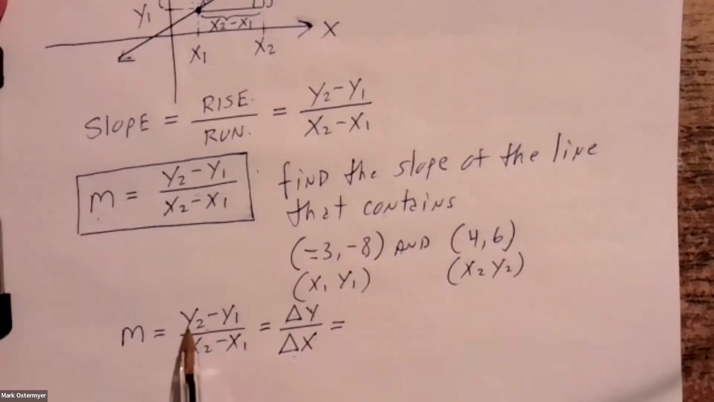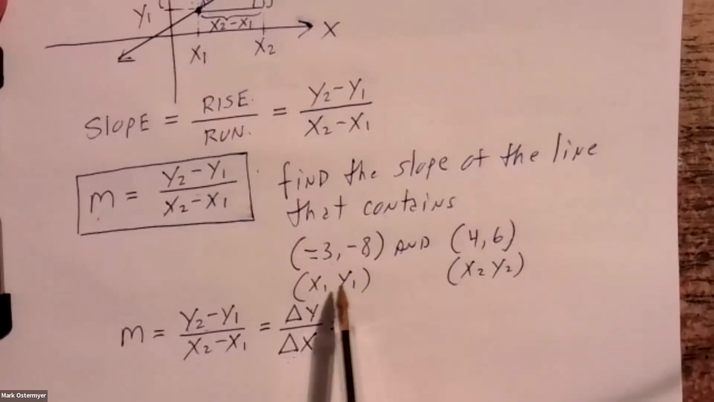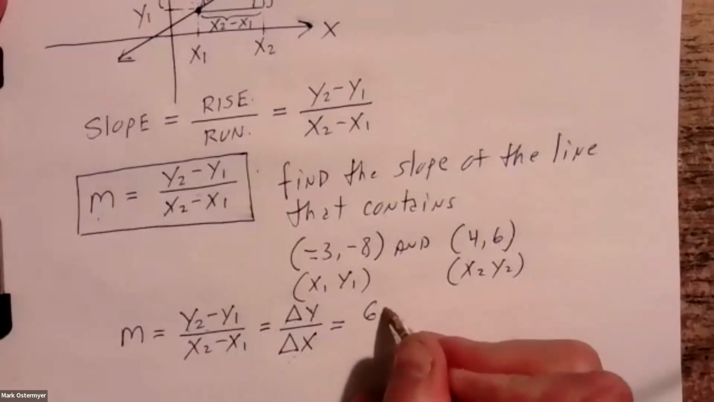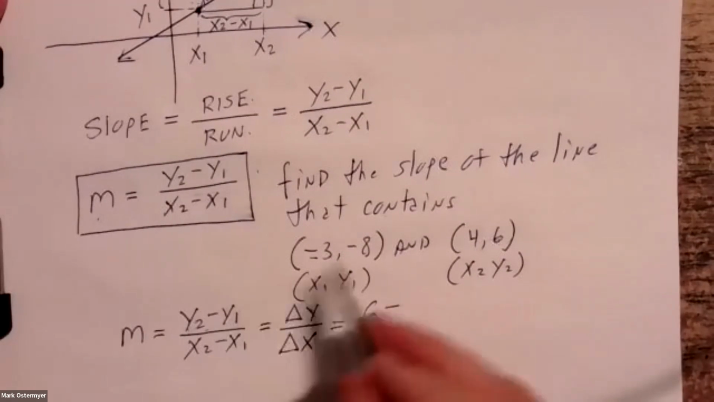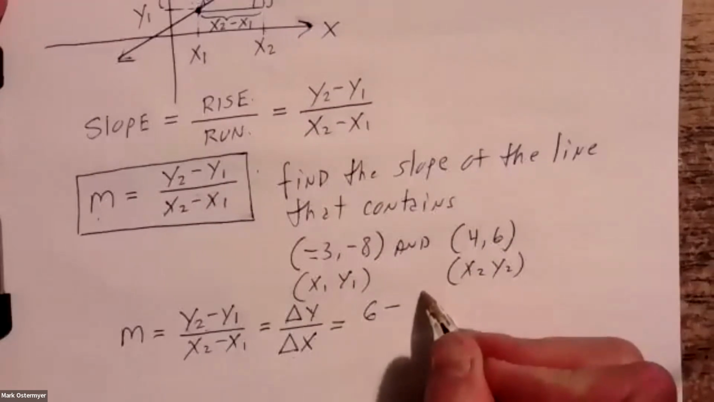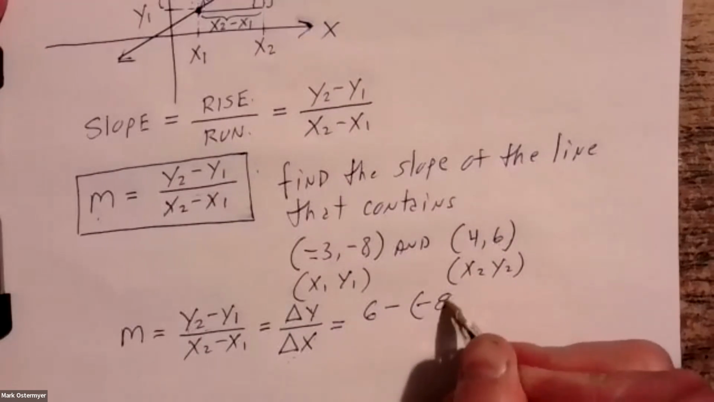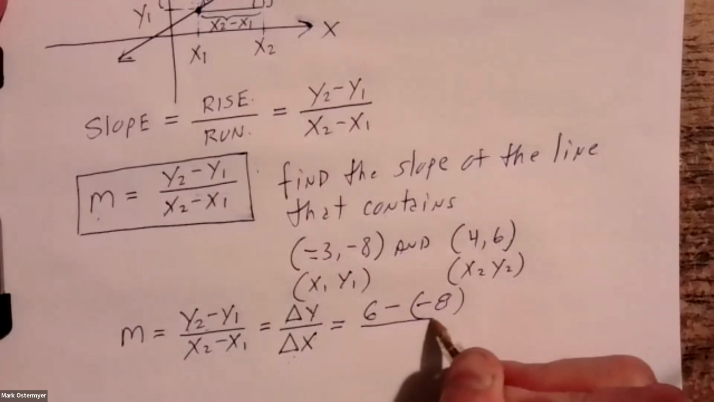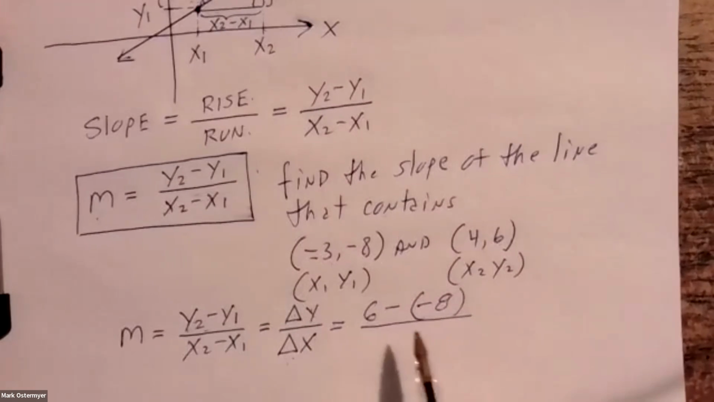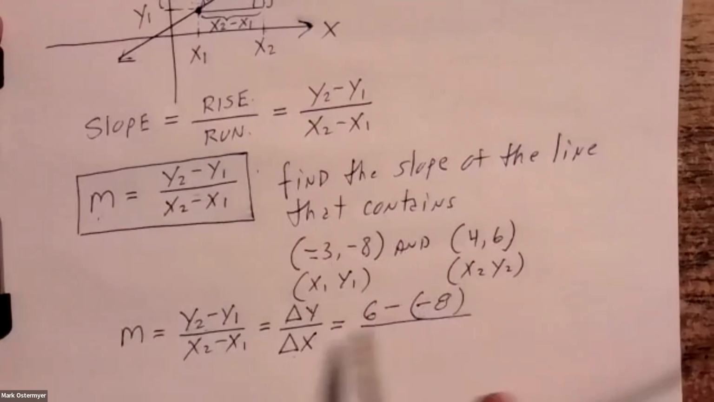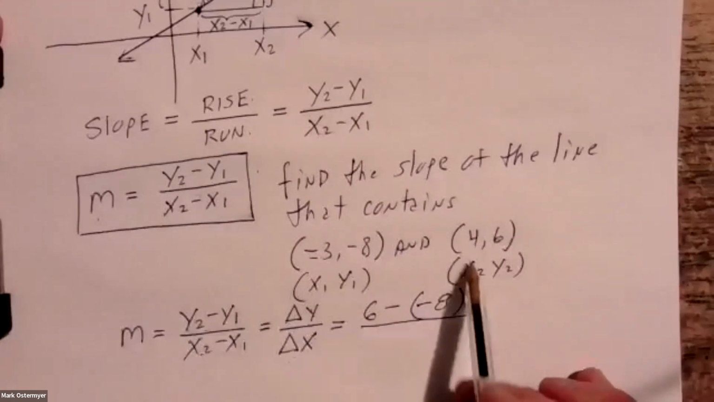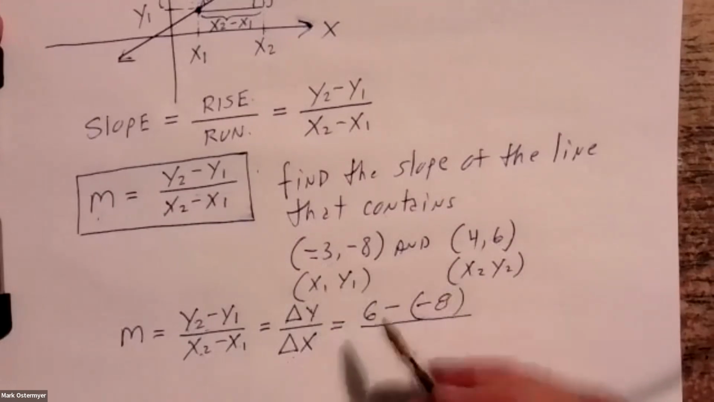All right, what do I plug in for y2 based on how I label my points? What goes in for y sub 2? What drops in? 6. 6 drops in for y sub 2. So we have 6 minus y sub 1. Y sub 1 is -8. Be very careful with your signs when using the slope formula, as those are the most common mistakes, is messing up the signs. Divided by the change in the x coordinates, x sub 2 minus x sub 1 would be 4 minus a -3.